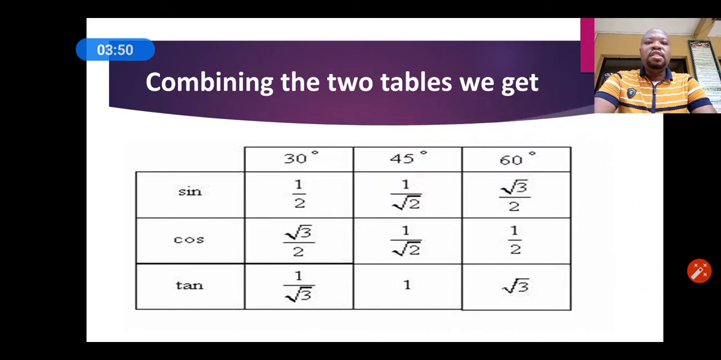If we combine these tables, the values of the special angles 30, 45, and 60 degrees together, we are going to have the table that you have on your screen. And so the sine of 30 degrees is as enumerated in the table on your screen.